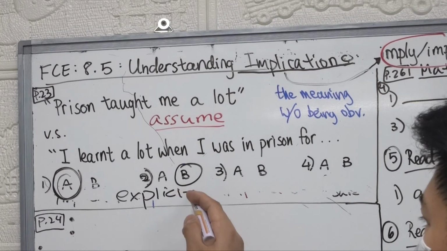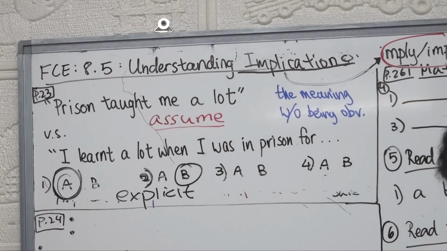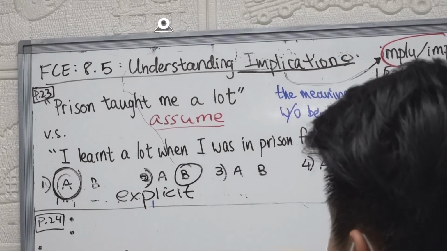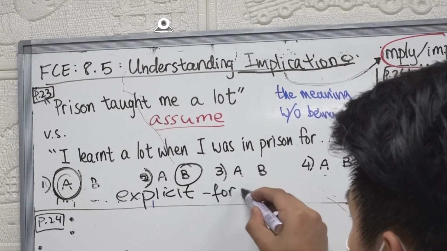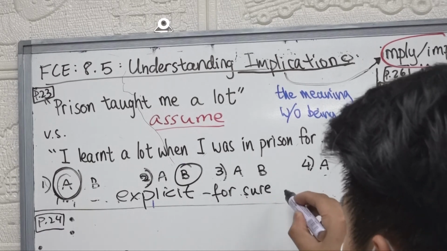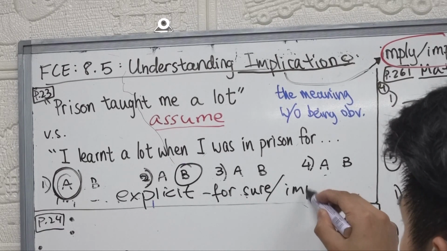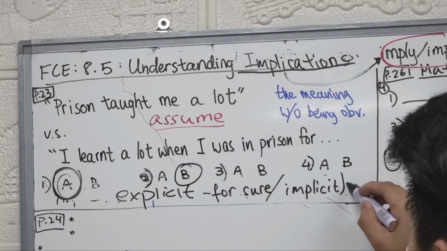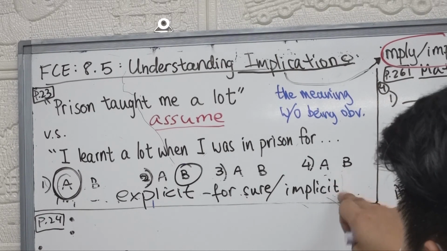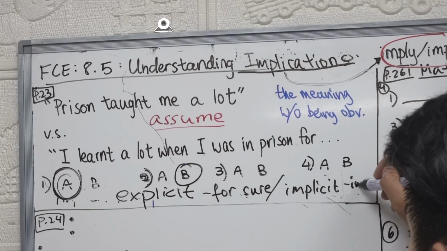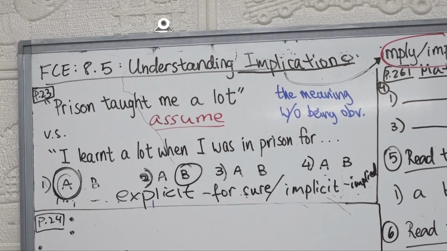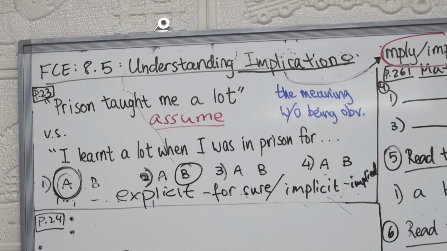Explicit. Oh, sorry, I mixed it up a while ago. Explicit is for sure, right? And then we have implicit, which will match the implied. Okay? Alright, so it should be B.